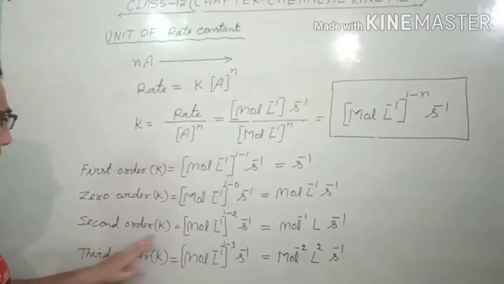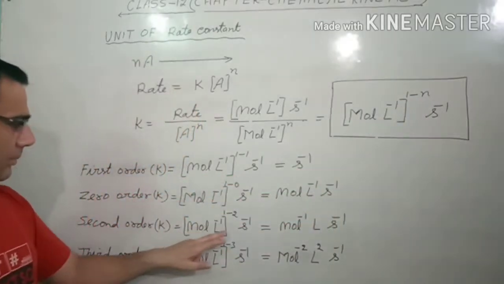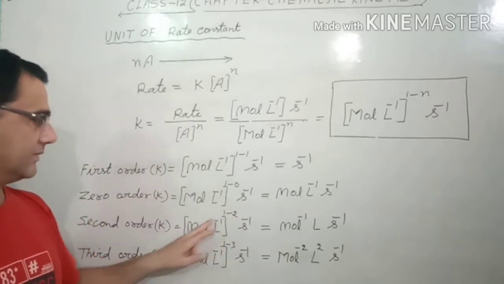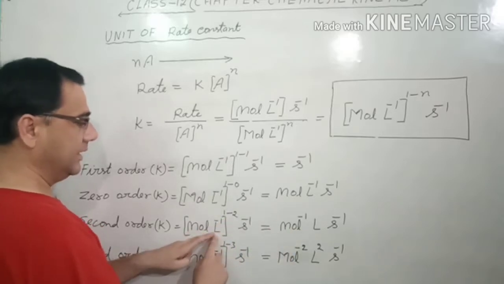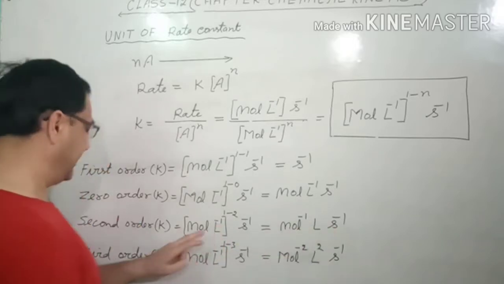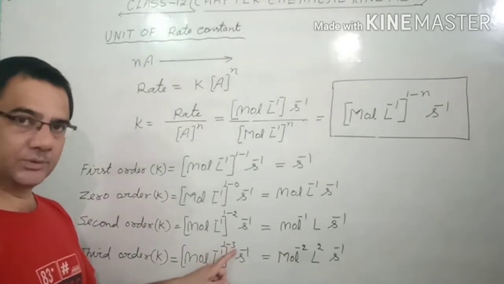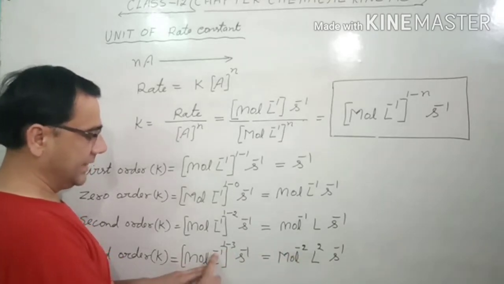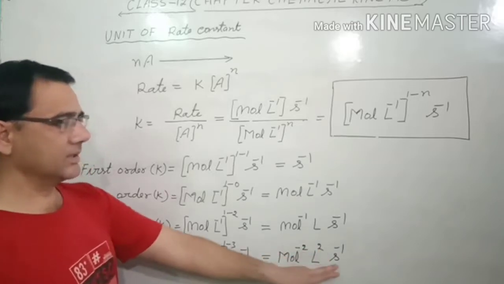Now see next, second order. In second order, for 1 minus n, here we write 2. So here you see mole per liter to the power 1 minus 2, that is minus 1, and per second. So we multiply minus 1 with this, so mole to the power minus 1 comes like this, and liter to the power minus 1 times minus 1 is plus 1. So liter comes, and per second. Now third order reaction: mole per liter to the power 1 minus 3, that is minus 2, and this minus 2 comes in the power, so mole to the power minus 2, and liter to the power minus 1 multiplied by minus 2 comes 2. So liter square, and per second.